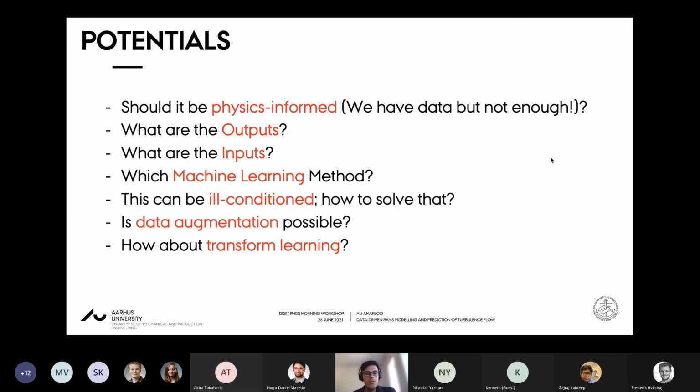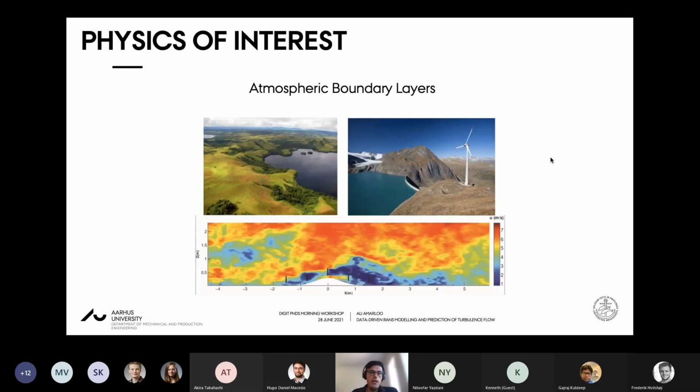So there is almost no transfer learning happening in this area. And also we are interested, maybe we can do some data augmentation, like the rotation of the cat picture. Maybe we can do something equivalent to that in the fluid dynamics way, so we can have a better machine to learn. And the physics of interest in our group is mainly atmospheric flow, which is very applicable for the industry here with the wind farms and wind turbines.